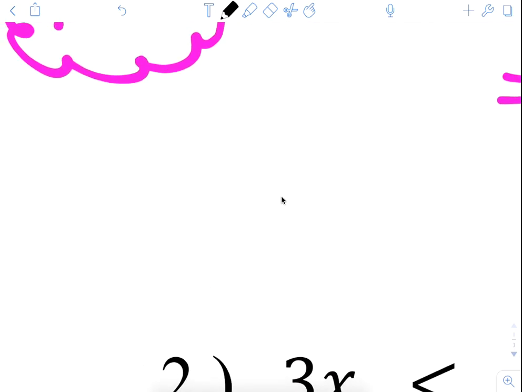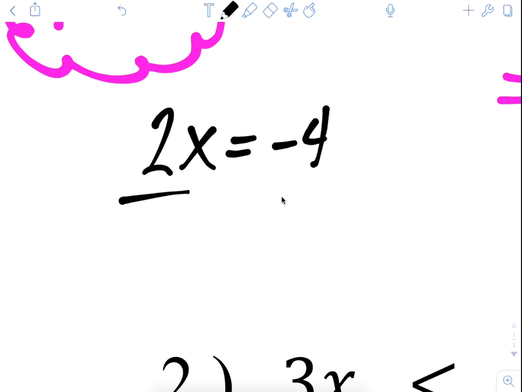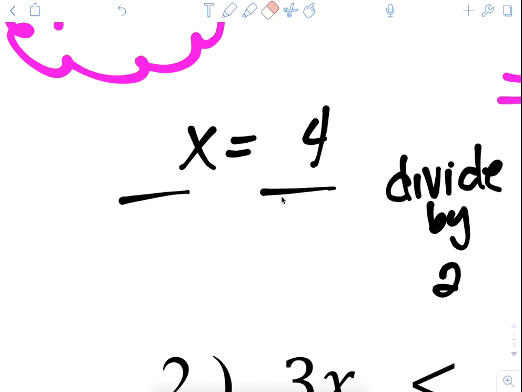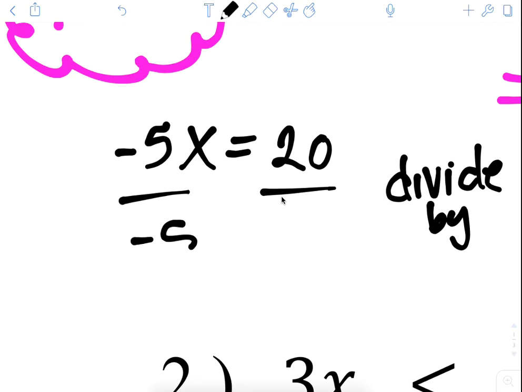So if I do 2x equals negative 4, and I go to solve this, what am I dividing by? I'm dividing by 2. I would not flip on this problem because I'm dividing by a positive number, okay? But if I change this equation just a little bit, let's say I do negative 5x and 20, and I go to solve this, divide by negative 5, negative 5. What am I dividing by? Dividing by a negative 5.